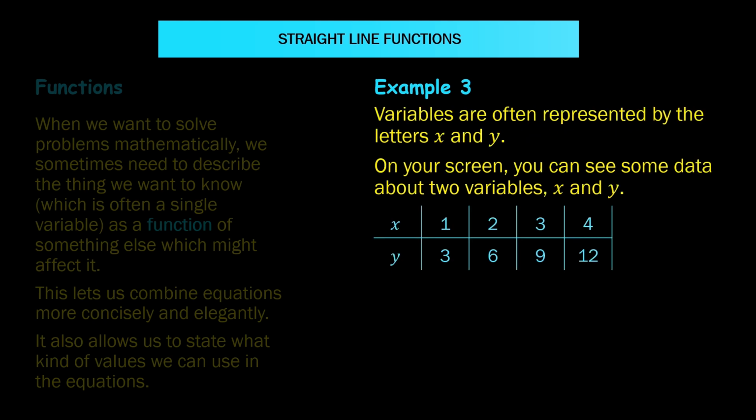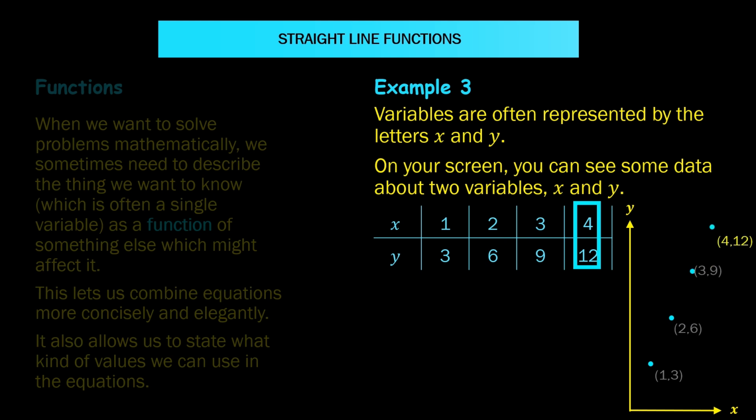Variables are often represented by the letters X and Y. In the example on your screen, you can see some data about 2 variables, X and Y. Here's the points (1, 3), (2, 6), (3, 9), and (4, 12). We can join these points to form a straight line. This has the equation y equals 3x.